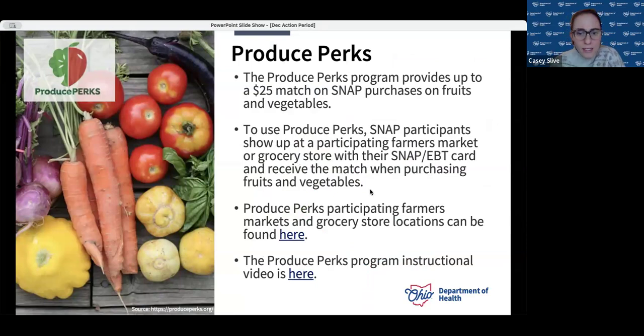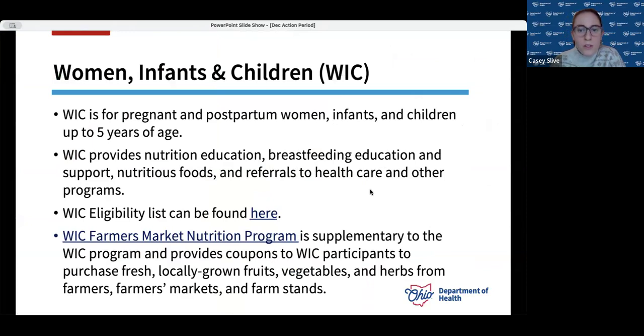So next slide, please. Next we're going to talk about WIC, which I'm sure you all are well aware of. WIC is for pregnant and postpartum women, infants, and children up to age 5. So it's also for women who previously had a baby, infants birth through 12 months, and then children up through age 5. Not everybody realizes that it can cover kids through age 5.